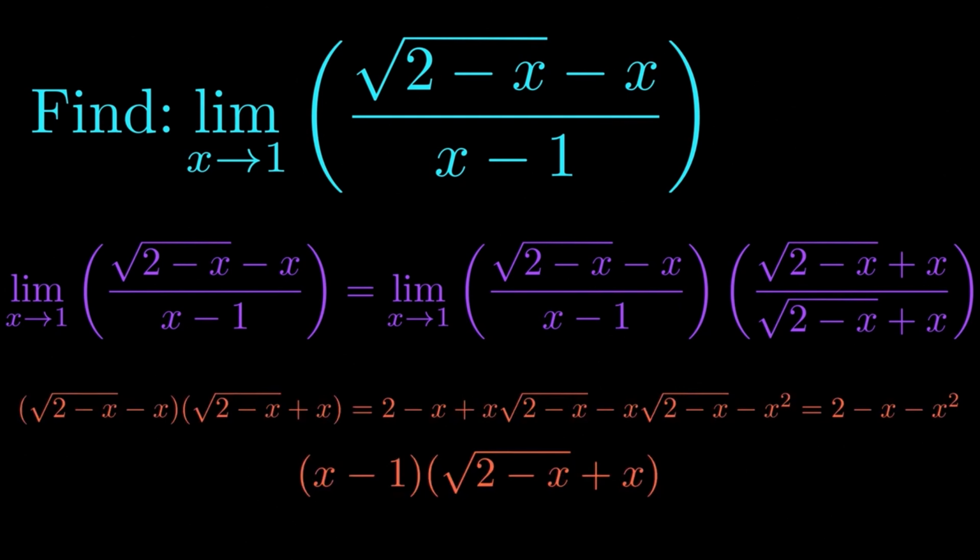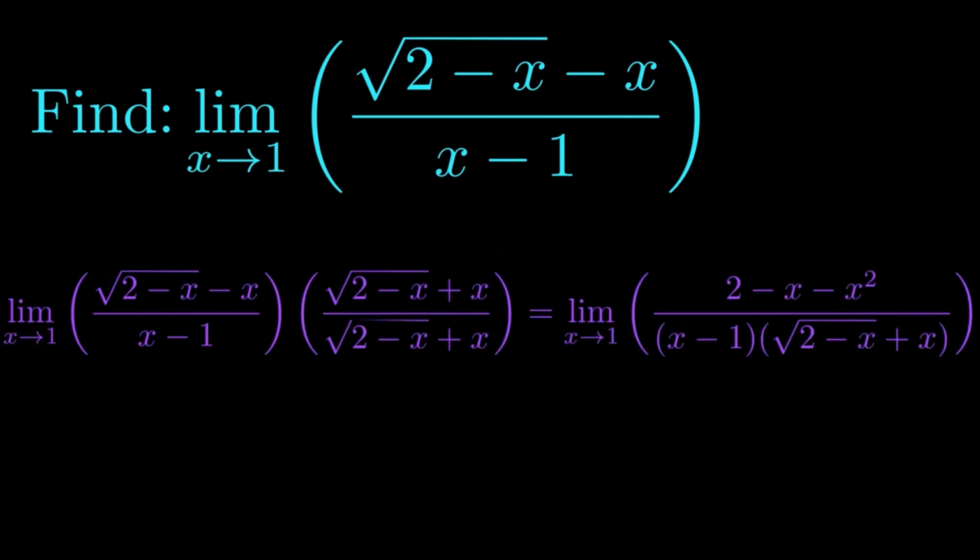Multiplying out the numerator, we see that we have the square root of 2 minus x multiplied by the square root of 2 minus x plus x, which is equal to 2 minus x plus x times the square root of 2 minus x, multiplied by the square root of 2 minus x, squared. The square roots cancel, and we're just left with 2 minus x squared. In this particular problem, we're just going to leave the denominator as it is. So our limit becomes the limit as x approaches 1 of 2 minus x squared divided by x minus 1 times the square root of 2 minus x plus x.